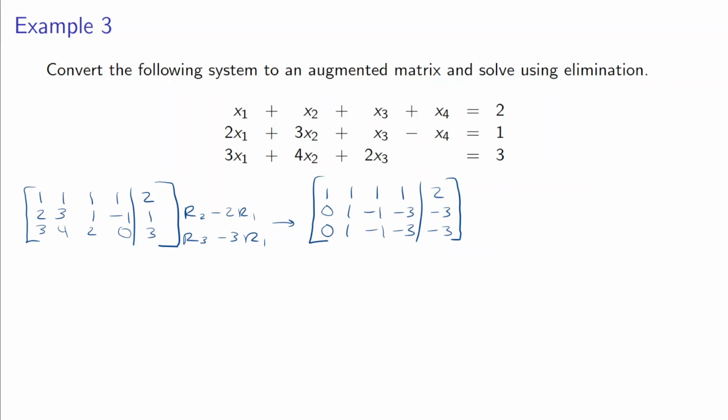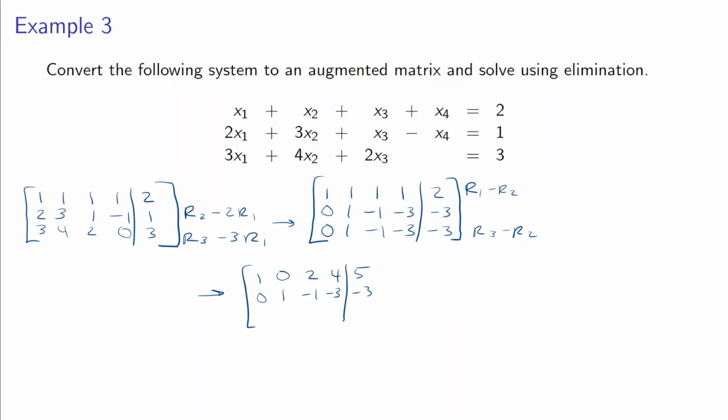Next step, we could take row 1 and subtract row 2, and row 3 and subtract row 2. So this becomes now 1, 1 minus 1 is 0, 1 minus negative 1 is 2, 1 minus negative 3 is 1 plus 3, so that's a 4, and then 2 minus negative 3 is 2 plus 3, which is 5. Second row stays the same: 0, 1, negative 1, negative 3, negative 3.